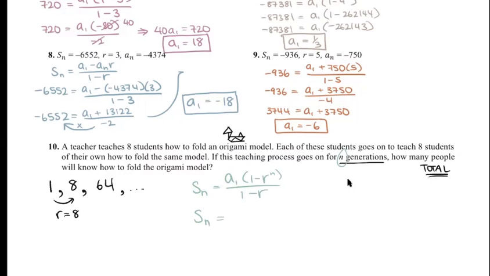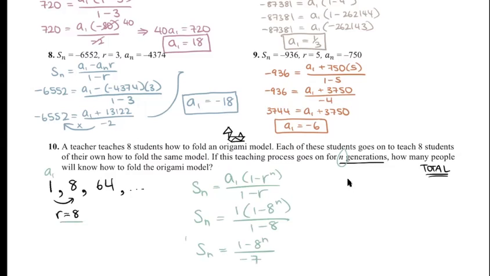So n is just going to stay n. I just need to find a sub 1, which is just 1, and r is 8. So if you plug those in, now you just simplify. S sub n is equal to 1 times that, which is just 1 minus 8 to the n power. And simplify the denominator, you get negative 7.